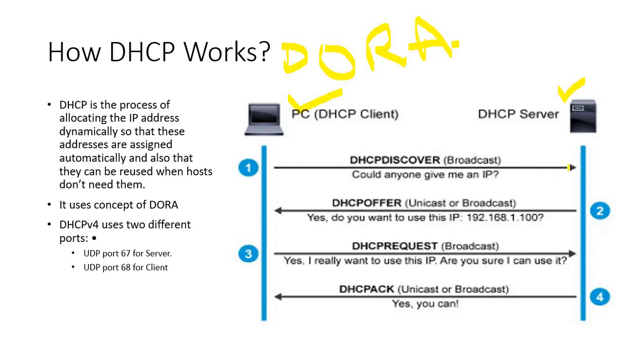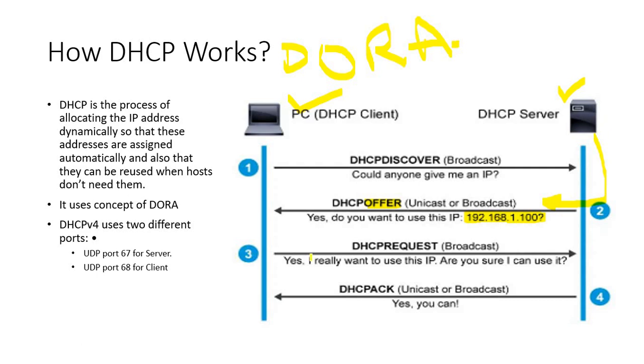Once this discover request reaches the DSCP server, then from the broadcast received from this client, it is going to offer one of the IP addresses. So see here, one of the IP addresses is offered by the DSCP server. It is saying, do you want to use this IP address? So here is the DSCP offer.